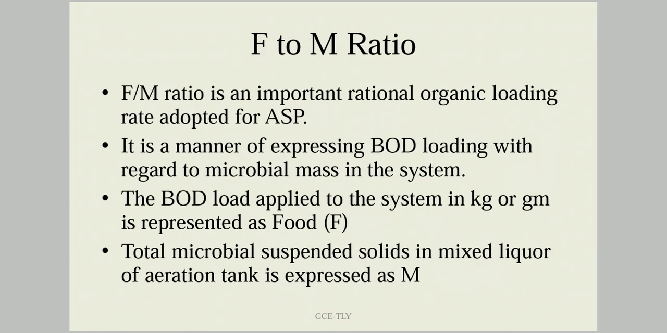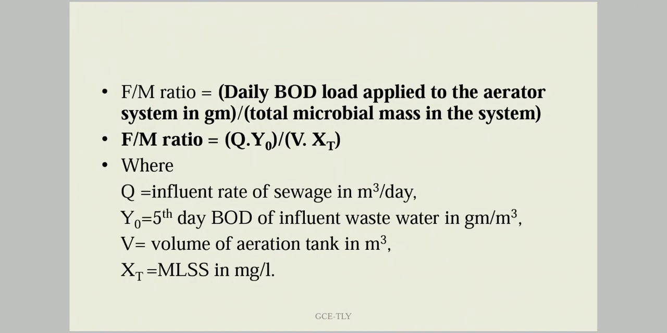Then next is the food to microorganism ratio. It is an important parameter. It expresses BOD loading with respect to the microbial mass in the system. Food is the amount of BOD present, and the microbial ratio is the total quantity of microbial mass present. The food load applied is represented in kilogram or gram, and it is represented by the letter F. The total microbial suspended solids in the mixed liquor of the aeration tank is represented by the letter M. So F by M is equal to the daily BOD load applied to the aerator system in grams divided by the total microbial mass in the system.